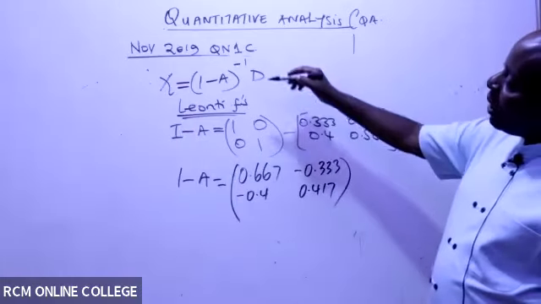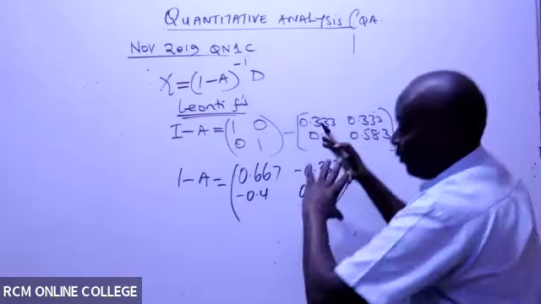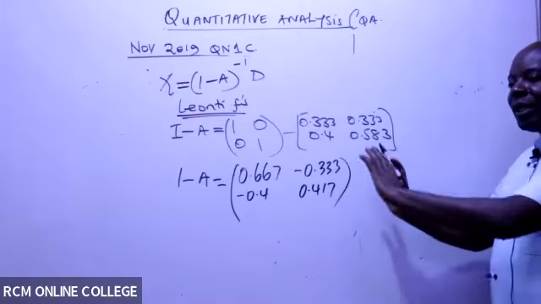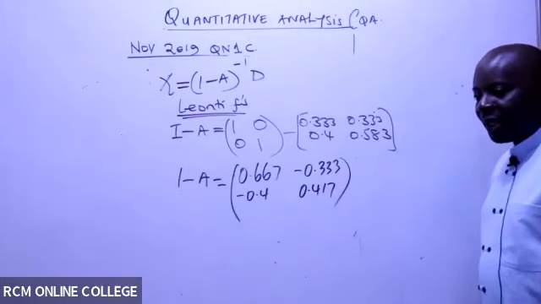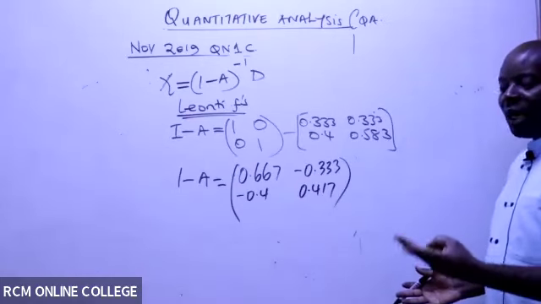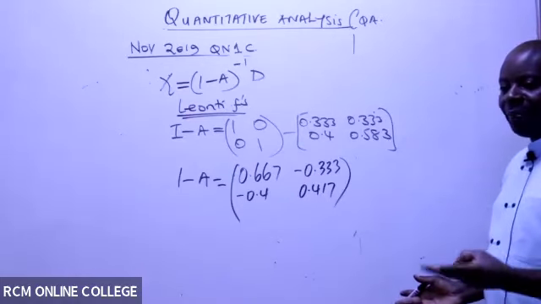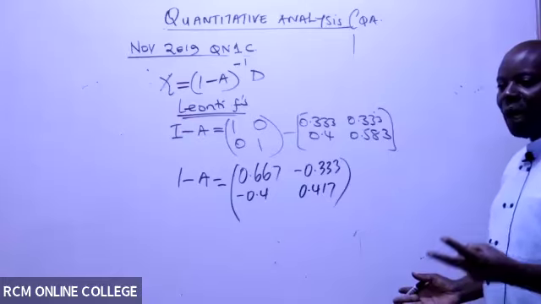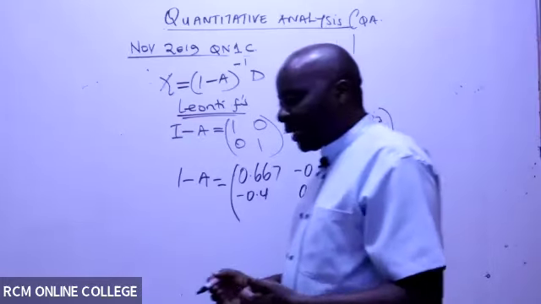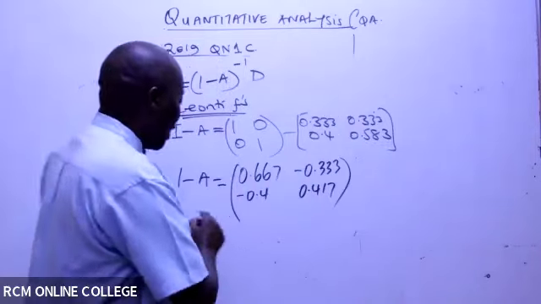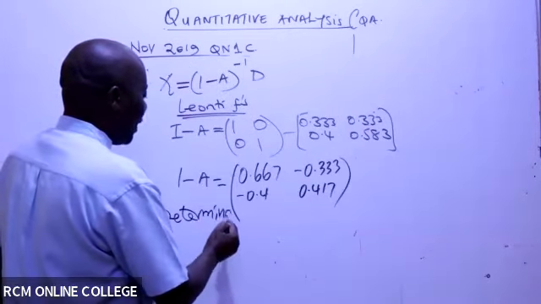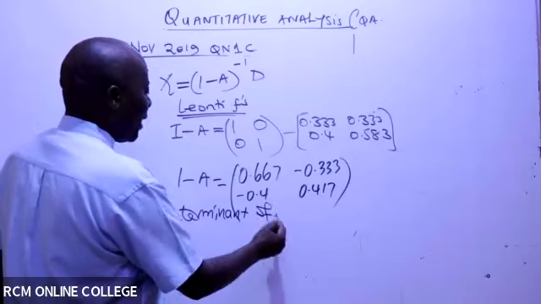But now remember, the examiner wants us to inverse this matrix. To inverse a 2 by 2 matrix, we will have to go through two basic steps. So number one, we get the determinant of I minus A. So come here and give us the determinant of this I minus A.